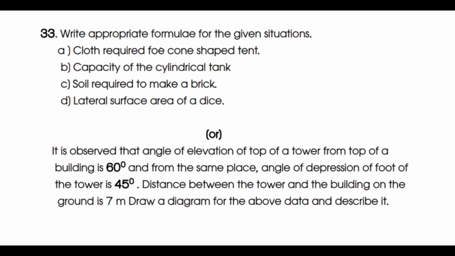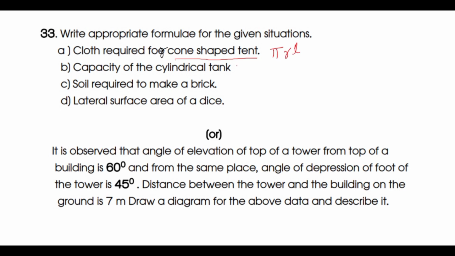Write appropriate formulas for finding the situation. So what they gave here, some situations are given, and for these we should write formulas. For example, cloth required for, so it's a spelling mistake, it's cloth required for a cone shaped tent. Cone shaped tent means we need to find the area there. So surface area, that means curved surface area, then we can get pi r l.